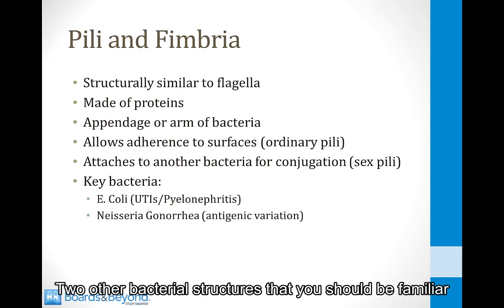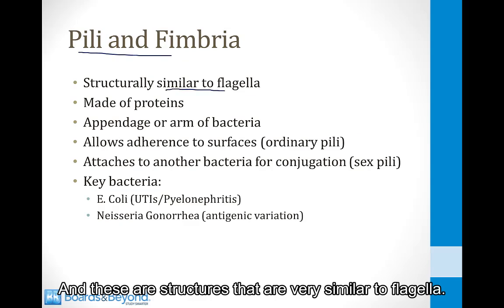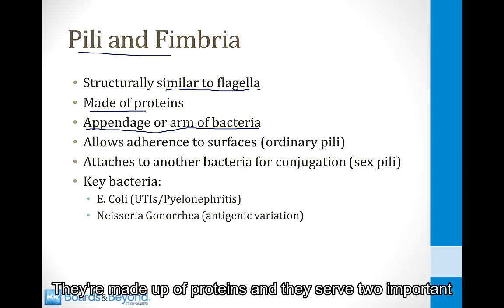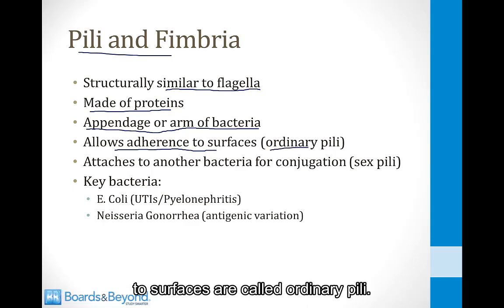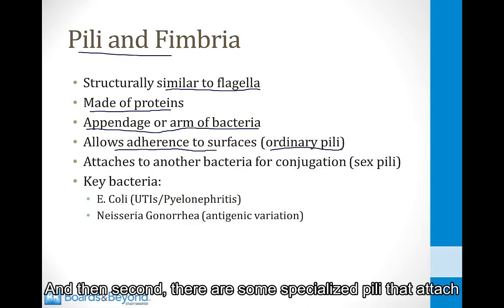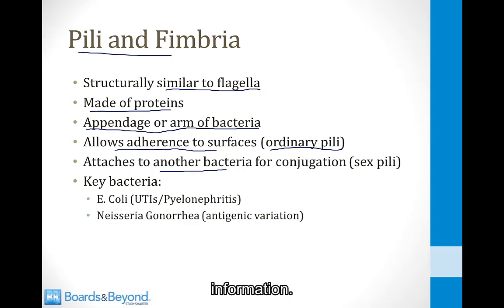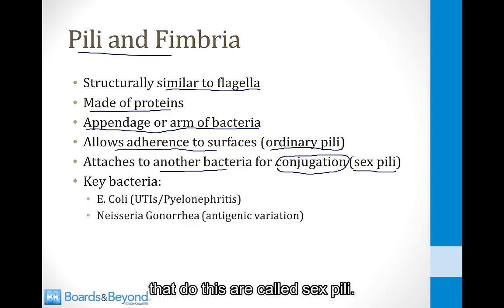Two other bacterial structures that you should be familiar with are called pili and fimbriae. And these are structures that are very similar to flagella. They're little appendages or arms on the bacteria. They're made up of proteins, and they serve two important functions for the bacteria. First, they allow adherence to surfaces, and pili that adhere to surfaces are called ordinary pili. And then second, there are some specialized pili that attach to other bacteria and allow the exchange of genetic information. This is a process called conjugation, and the pili that do this are called sex pili.